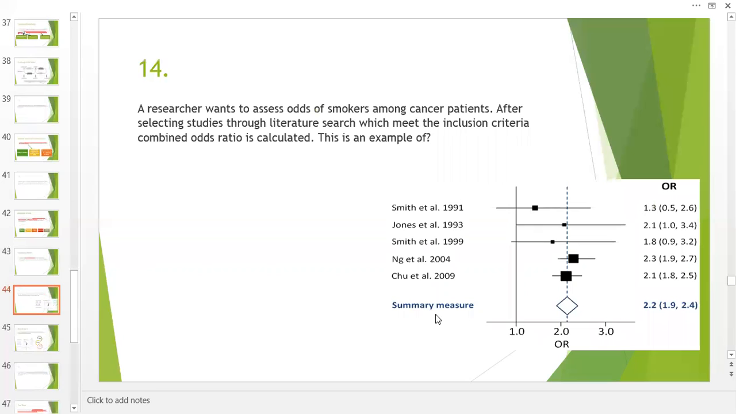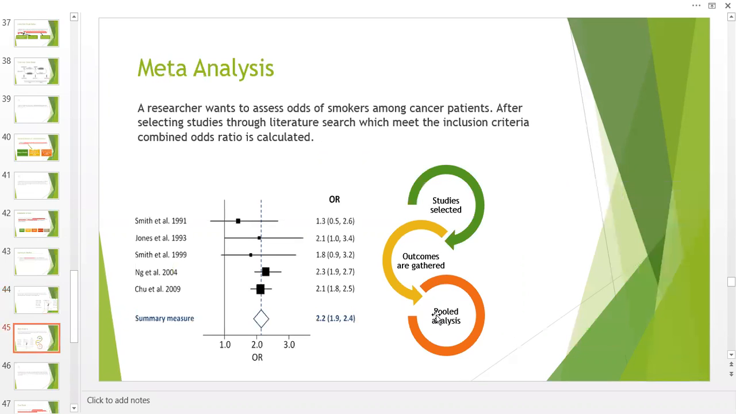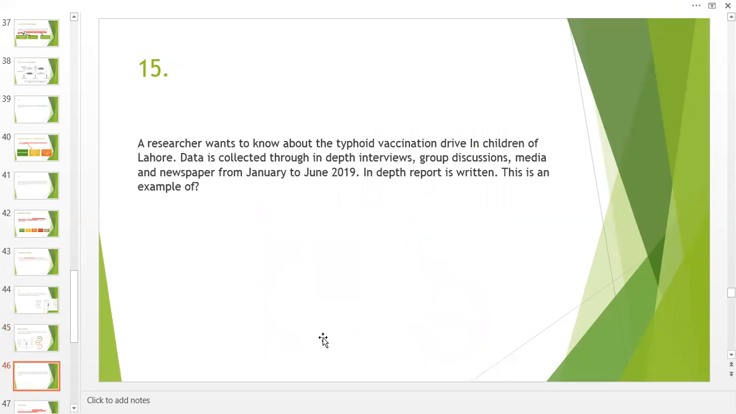Scenario number 14. A researcher wants to assess odds of smokers among cancer patients. After selecting studies through literature search which meet the inclusion criteria, combined odds ratio is calculated. So this is a meta-analysis. It is again a study of studies, and the researcher has selected studies with the outcome of interest, and the outcomes are gathered, and pooled analysis is done, as a result of which we graphically represent the study, which is also known as a forest plot.